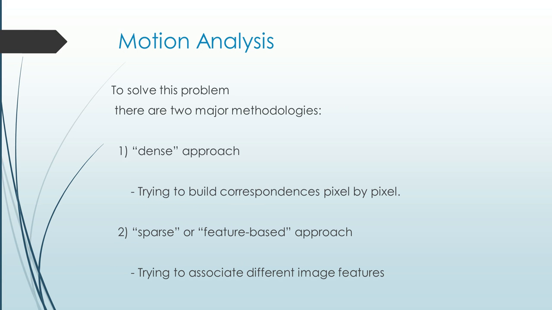There are two ways to solve it. One of them is the dense approach. This one builds a correspondence pixel by pixel, but this is very time consuming and very complex. It takes a lot of computation and time. The other one is called the sparse or feature based approach, which is the one we were talking about in the previous slides. Basically, we're trying to match or associate different image features based on their similarities or their different properties.